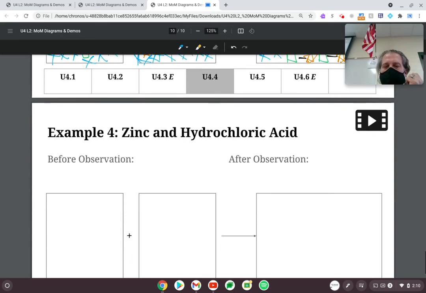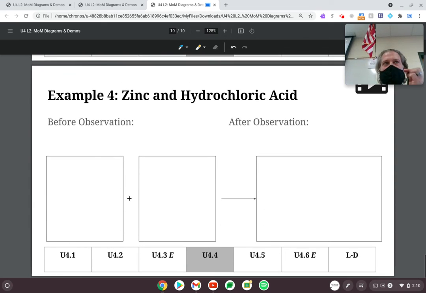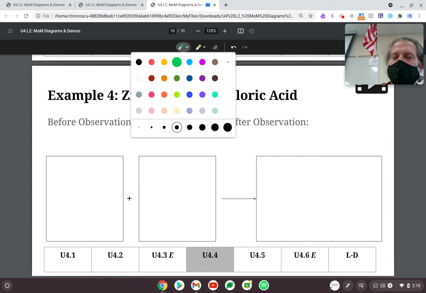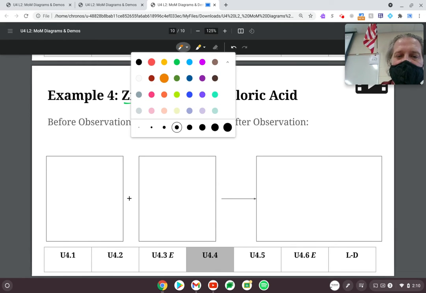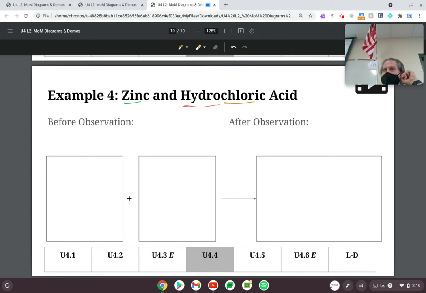Now, we're going to talk about zinc and hydrochloric acid. So, we have zinc, we have hydro, and we have chloric. So that tells us some things. And I'm going to grab some zinc for you to take a look at. So zinc looks something like this.